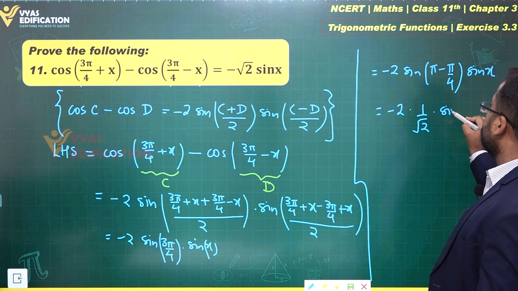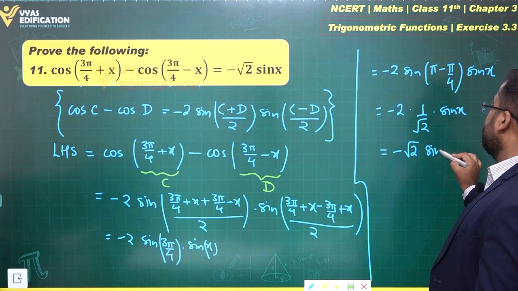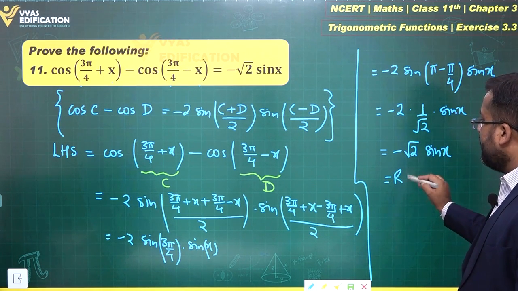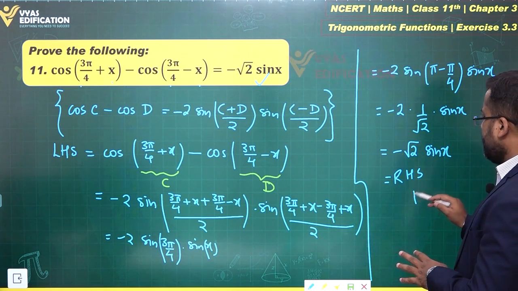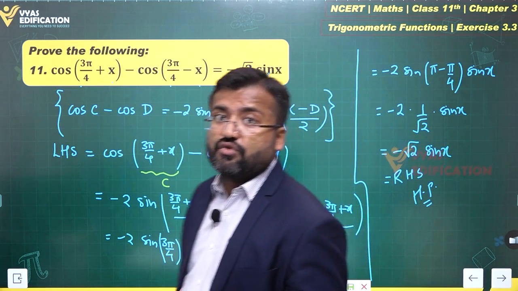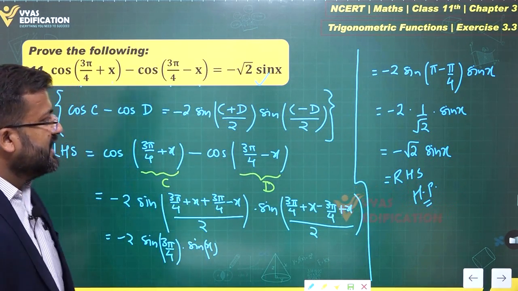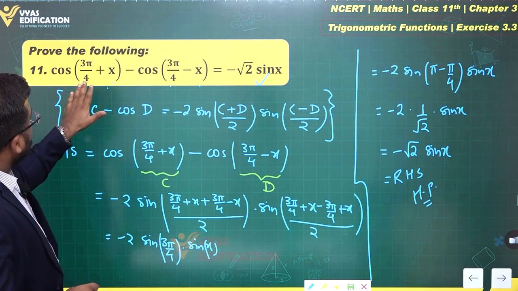Sine pi by 4 is actually 1 by root 2. This is 1 by root 2, and this is sine x. What will this convert to? This is minus root 2 times sine x, and yes, this is my RHS as can be observed over here. Is that all? Yes, that's the complete proof. Now we could have another approach of solving this question, that is by simply expanding this using ideas of cos of a plus b.